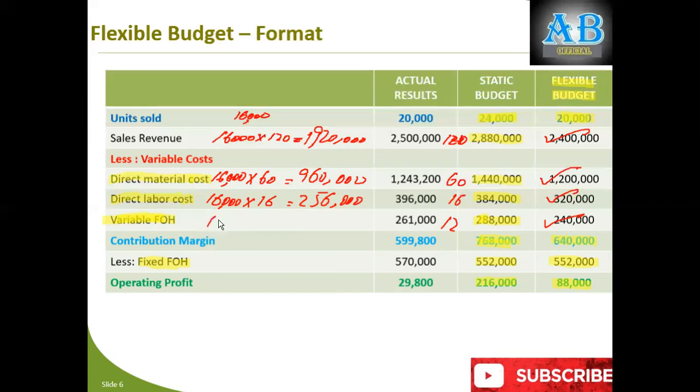Then 16,000 times 12, which is 192,000. So your gross contribution is 1920 minus 960 minus 256 minus 192 equals to 512,000.